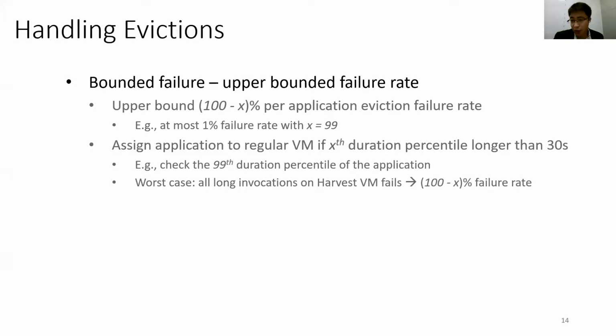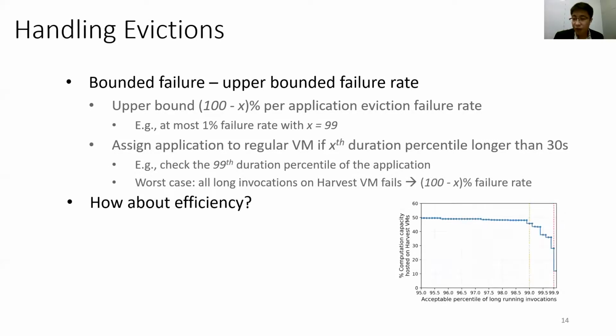For example, to bound failure rate by 1%, we check the 99th percentile of each application. In the worst case, that all the long invocations on Harvest VMs fail, we get a 1% failure rate. Because every application on Harvest VMs has at most one in a hundred invocations being long invocations, the applications on regular VMs are always safe. Since we have a well-defined upper bound on failure rate, we ask the same question on efficiency.